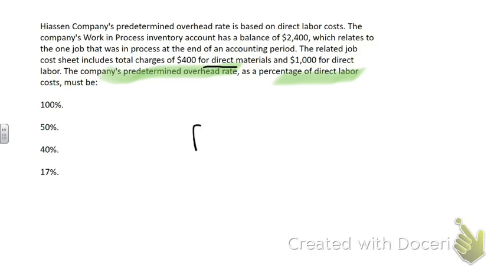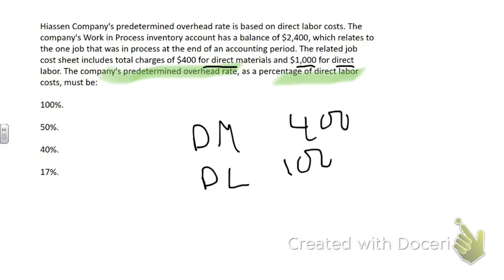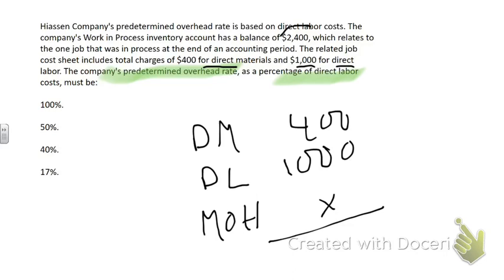So notice what I have here. I have direct materials of 400. I have direct labor of 1,000. Now I'm looking for my manufacturing overhead, my MOH. I don't know what that is, but I do know that the total in the work in process inventory is $2,400. So the question is what is X to get me to 2,400?